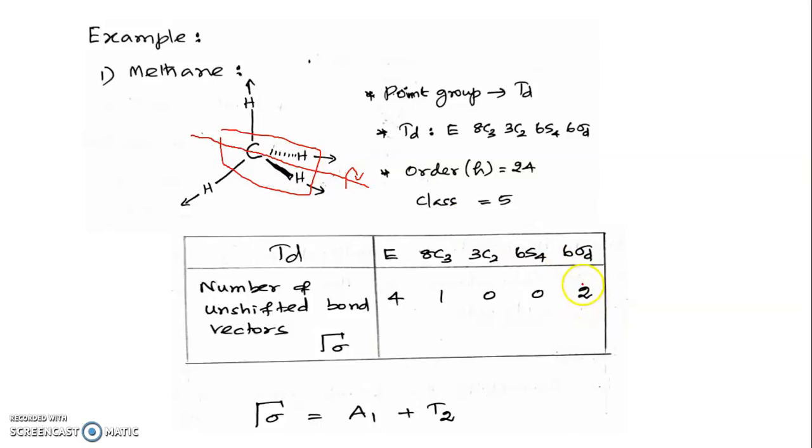Are you able to follow? So we must identify the number of bond vectors, the number of unshifted bond vectors, by carrying out these symmetry operations on the molecule, right? And this is considered as the reducible representation. Since we are considering only sigma bonds here, this representation corresponds to the sigma bond representation, and we are going to find out sigma hybridization only here.